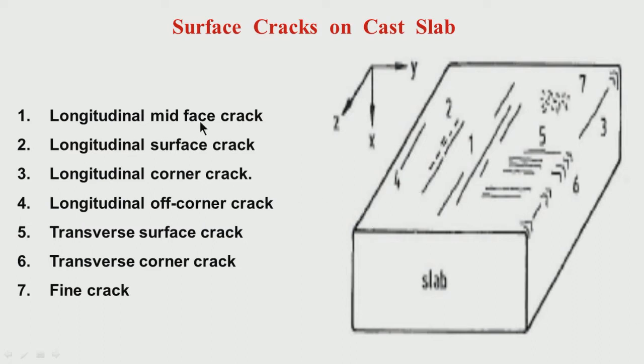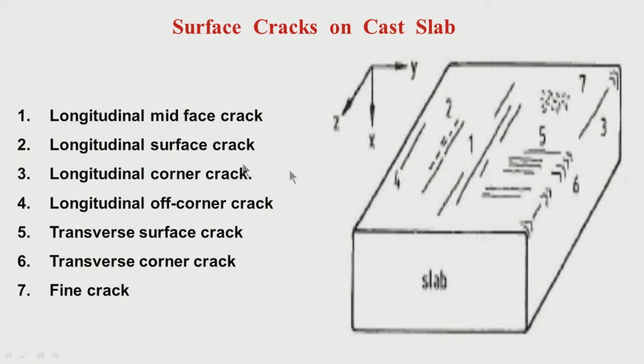So, one is the longitudinal mid face crack. This is around the middle area of the surface, the broad surface. This is called the narrow surface, a small surface, and this is a broad surface. You may have a crack in the mid surface of the narrow surface also, but relatively incidence is more on the broad surface, that is why we have shown it on the broad surface. So, it is a longitudinal mid face crack on the broad face.